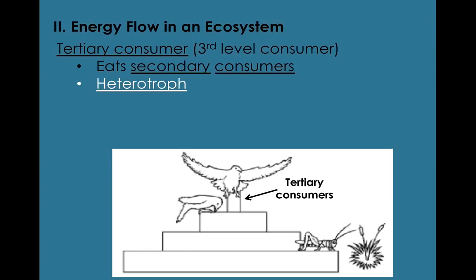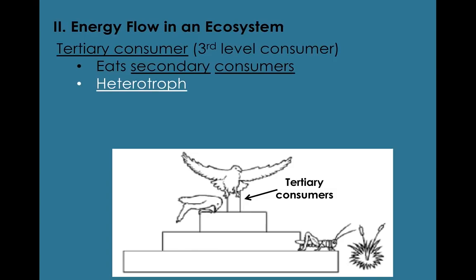Okay? Now go over to that little pyramid diagram that you see, and you see that raptor way up on the top with the little tiny part of the pyramid. That is representing our tertiary consumers. So please add the label tertiary consumers to that diagram. All right, now back to the notes.